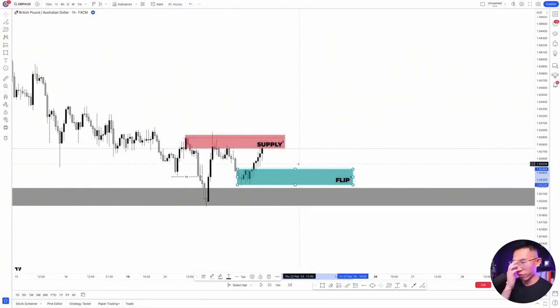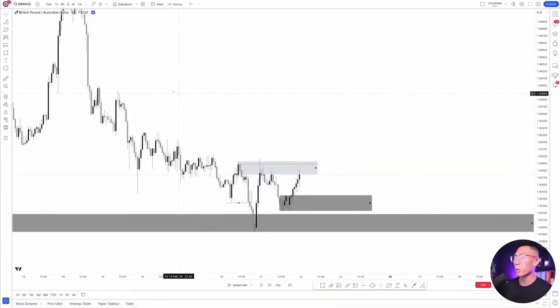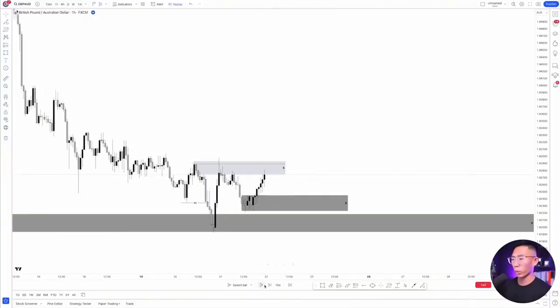And for this to be a valid flip zone, like I said, we want to see that market shift. We want to see price actually pierce past this last lower high, confirming to us that there is a shift of structure, confirming to us that this bearish order flow is about to end, and right now price is going to go to the moon. And that is what we want to see.